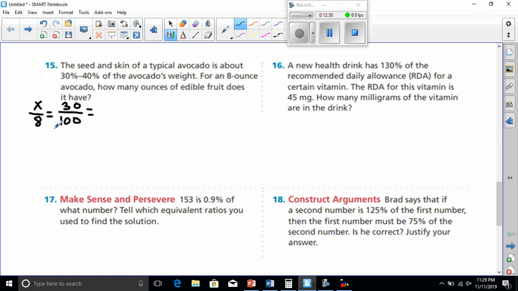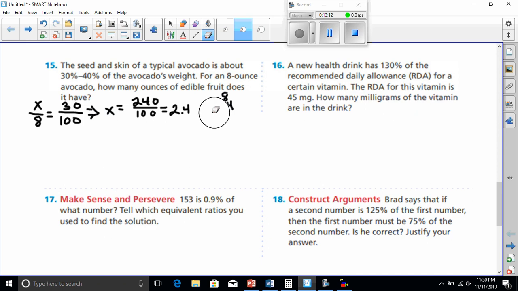So this is going to turn to, let's see, let's put an arrow here. This is going to turn to x equals 240 over 100. And that's going to give me approximately, well, think about it, we'll move that decimal over twice, 2.4. So in this case, 2.4 is the seed and the skin, which means we have to subtract 8 minus 2.4 to find out how much is edible.